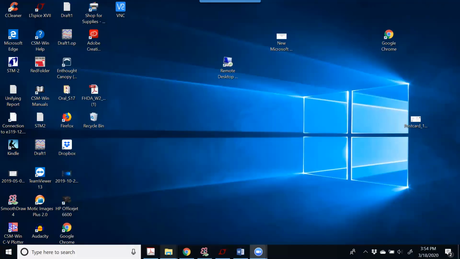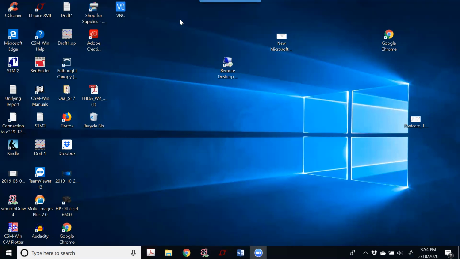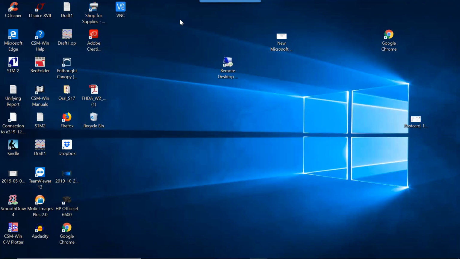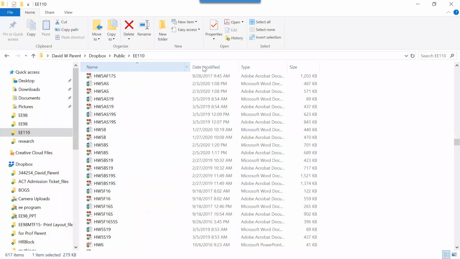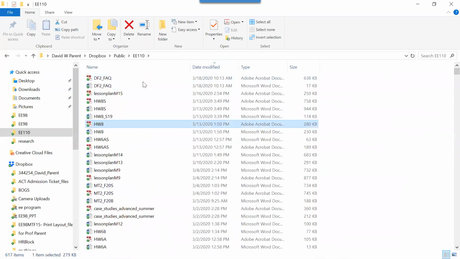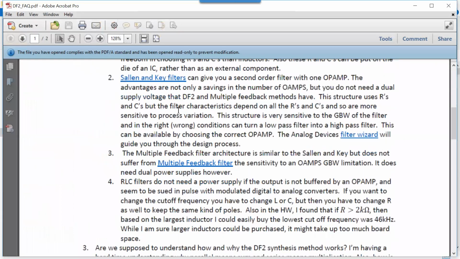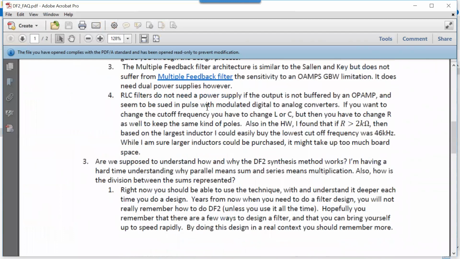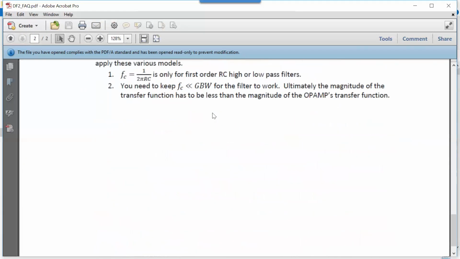Hold on a second. Okay, so did that answer your question? Yes, absolutely, thank you. Okay. Now that was a lot of information in a real short time, and it's a very deep question as well. It's in the DF2 FAQ where I'm going over the major architectures. I don't necessarily tell you how to solve it here, but I'm giving you the big idea of what's going on.